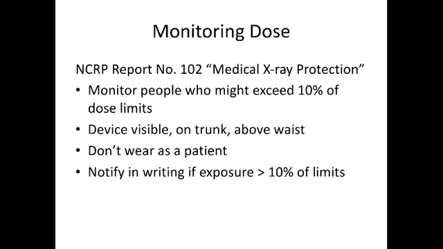So if you have these allowable dose limits, we should have a way to measure or monitor the dose that people are receiving, and we do, so I'm going to go through that. The recommendations can be found in NCRP Report 102. They recommend that you monitor people whose dose might exceed 10% of the dose limits on the tables I showed. The device should be visible. It should be on the trunk above the waist. If you're undergoing a procedure as a patient, you should not wear this device while you're doing that. And the user or the person in the clinic should be notified in writing if the exposure is greater than 10% of the limits.